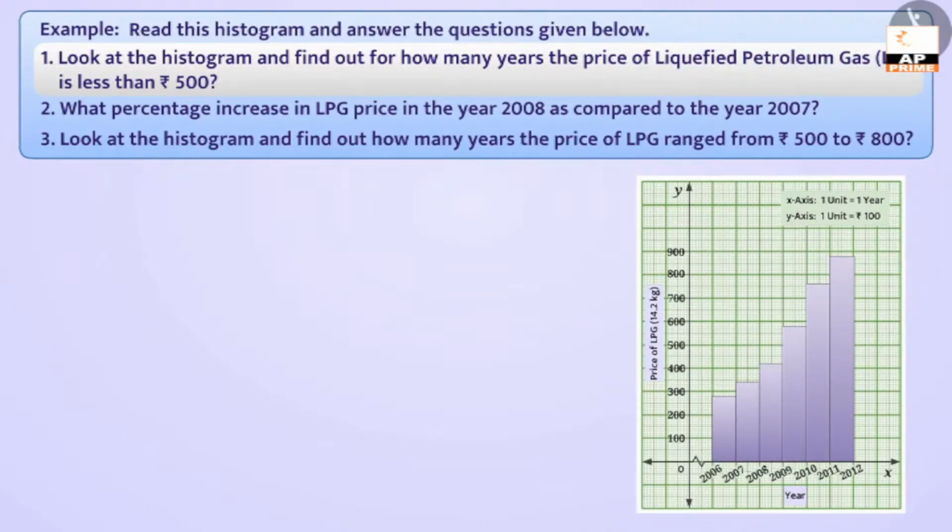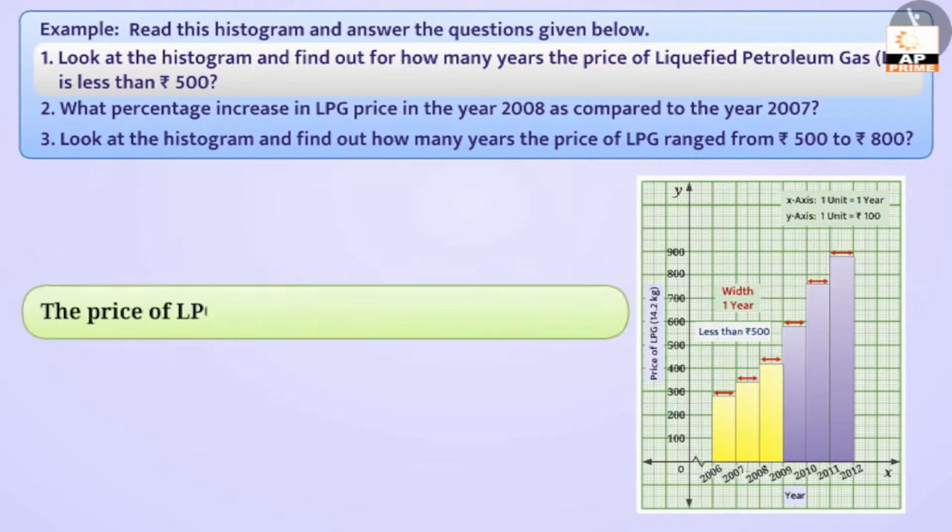Here, we see that the price of liquefied petroleum gas is less than 500 rupees in the year intervals 2006 to 2007, 2007 to 2008, 2008 to 2009. Here, the width of each class is 1 year. Therefore, we can say that the price of LPG has been less than 500 rupees for 3 years.